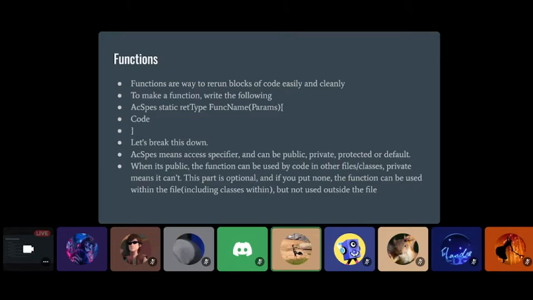The first thing is the access specifier. It's either public, private, protected, or default, which is just none. When it's public, it can be accessed by code in other classes or files. Private basically means it can't, and protected isn't really used that much, but it is there. And finally, default is basically a function that can be used within the file but not outside, and it includes classes within it.